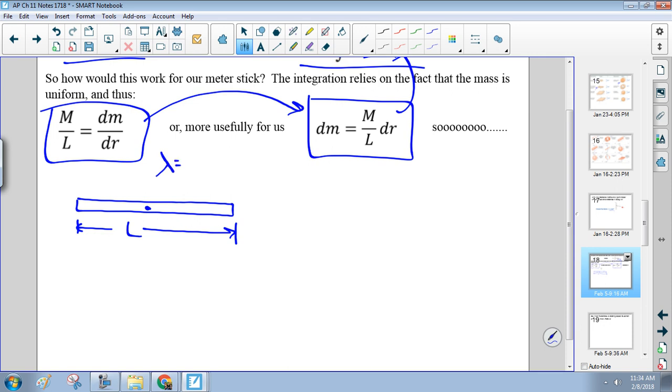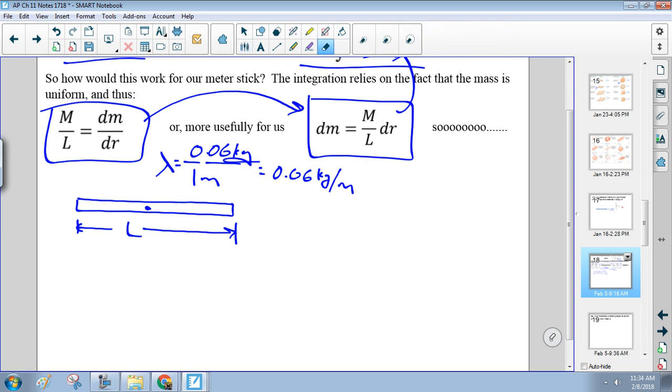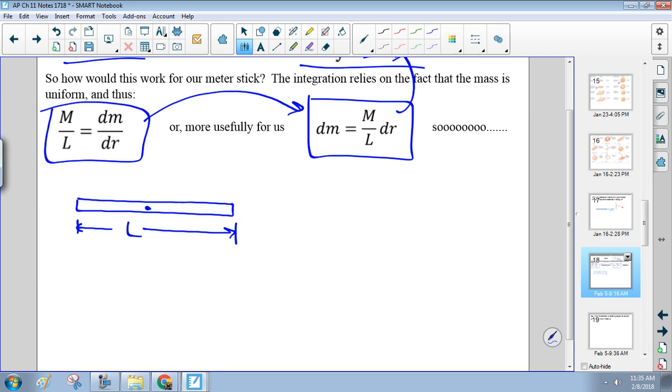It would be what? Well, 0.06 kilograms was the mass. The length is 1 meter. So we could, if we wanted, say that's 0.06 kilograms per meter. But we're not going to do that, though we could. Now, because our pivot point is here, I think it makes sense to do this.